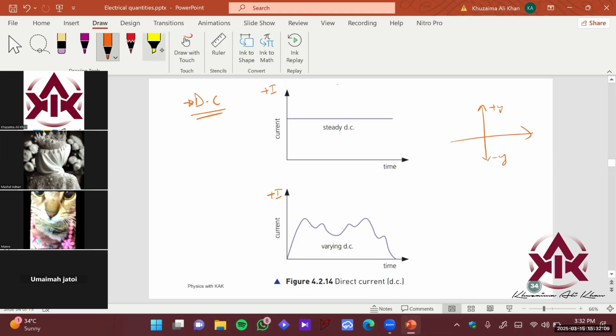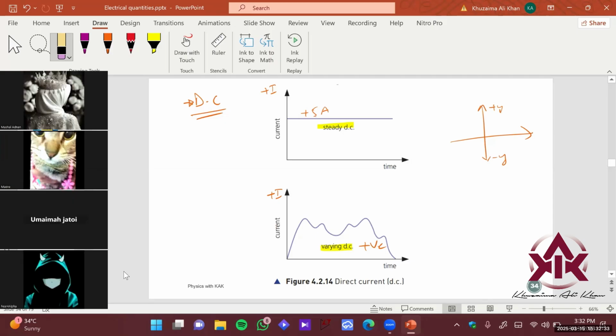You can see that we have two types inside it, steady DC and varying DC. In both graphs, the current is positive. Let's say it was positive 5 amperes here, and let's say this was varying, fluctuating, but still on the positive side of the axis. This is an example of direct current. If it makes sense, give me a thumbs up. What is direct current?